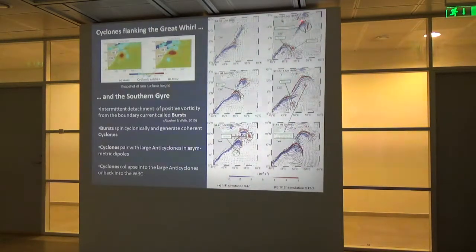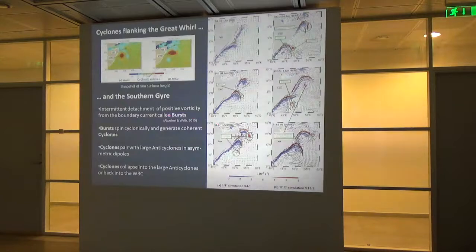those filaments are cut very often and entrained by the Great Whirl, and they generate cyclones. And the same for the Southern Gyre, they generate the cyclones. So in fact, the cyclones that we see are just extracted from the filament of the boundary current. So the generation mechanism is related to the offshore shooting of those cyclonic vorticity filaments, which are strained within the boundary current and shot offshore. So they're called bursts.